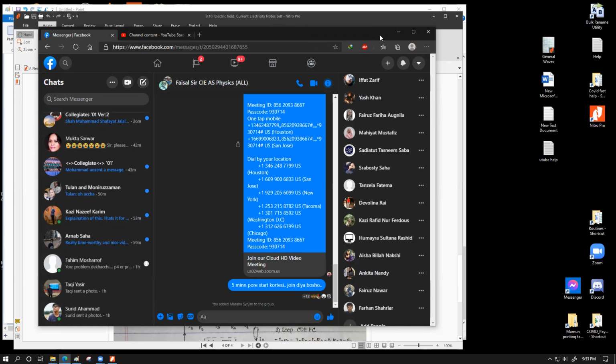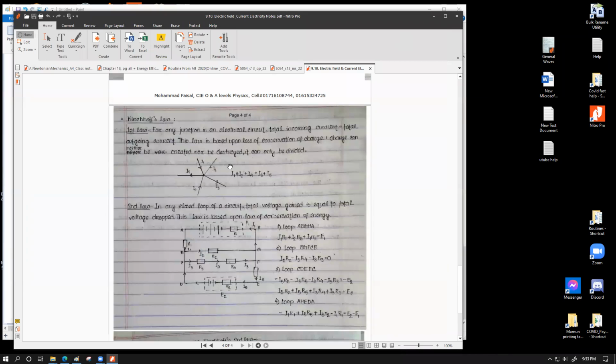So how do you go for Kirchhoff's law? Actually, there are two laws: the first law and the second law. The first law is very simple. The idea of the first law is that for any junction of an electrical circuit, total incoming current is equal to total outgoing current. That's it.